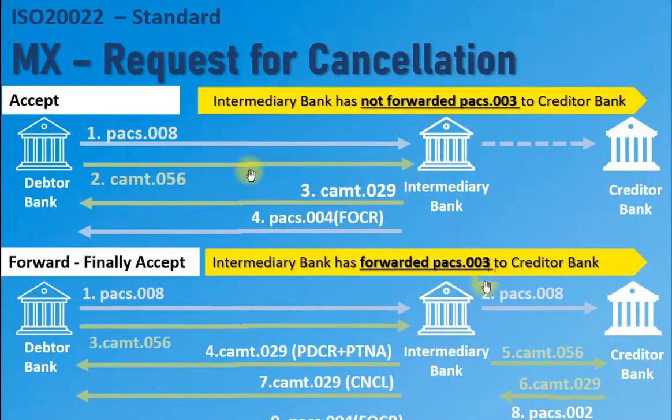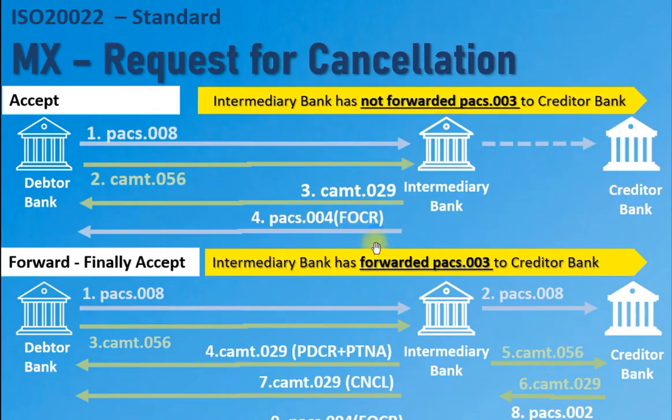Now let's start with the ISO 20022 request for cancellation flow. We first take the scenario in which the intermediary bank has not forwarded the payment to the next bank. So the debtor bank will send pacs.008 and request cancellation using camt.056. The intermediary bank can reply camt.029 as an accept, and finally they will reverse the funds using pacs.004, in which FOCR will be there as the reason, which means following cancellation request.